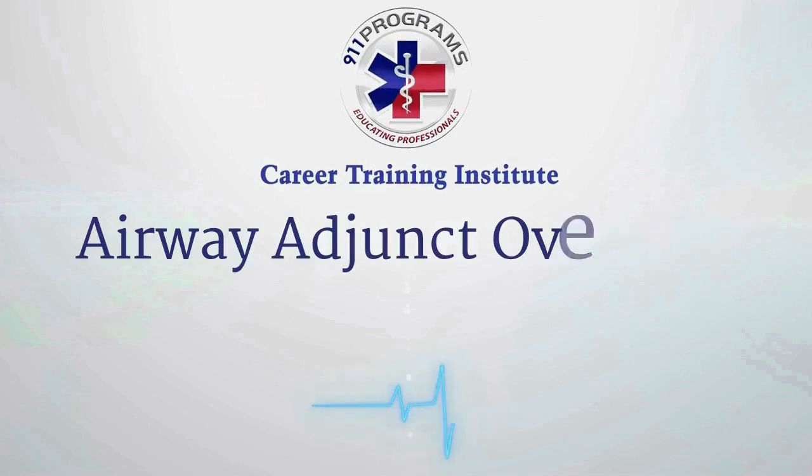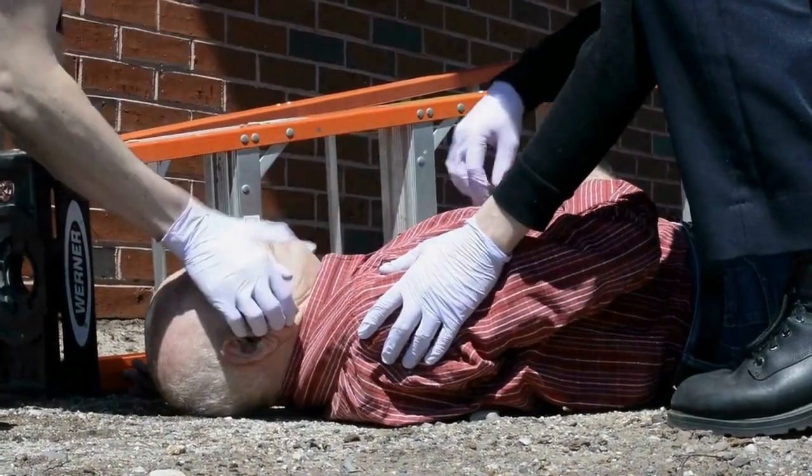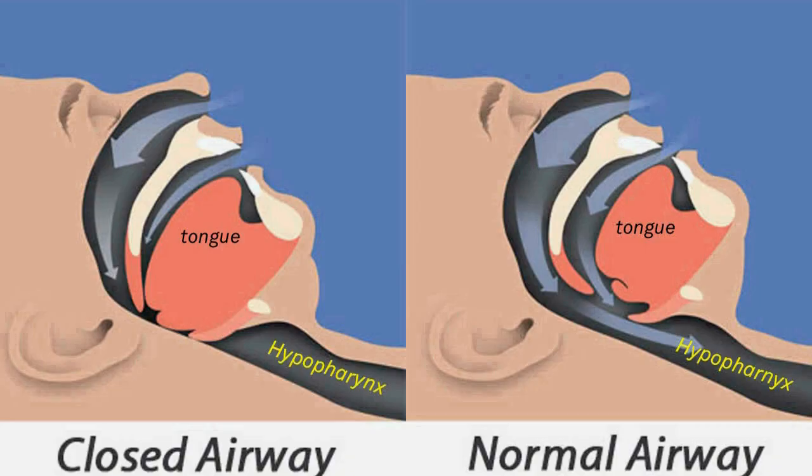Airway Adjunct Overview. When a patient is unconscious, the airway may become obstructed by the tongue. In fact, the most common cause of airway obstruction in the unconscious adult is the tongue.